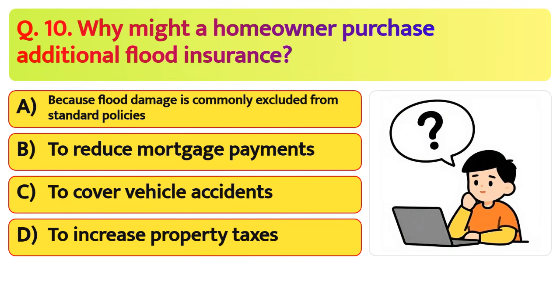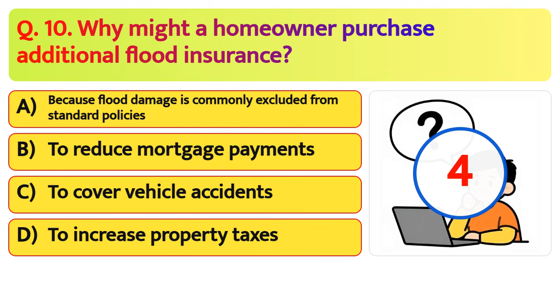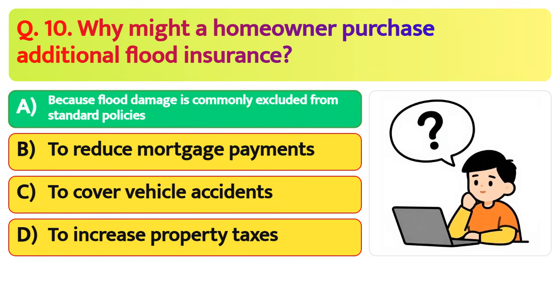Question 10. Why might a homeowner purchase additional flood insurance? Option A. Because flood damage is commonly excluded from standard policies. Option B. To reduce mortgage payments. Option C. To cover vehicle accidents. Option D. To increase property taxes. Correct option is because flood damage is commonly excluded from standard policies.